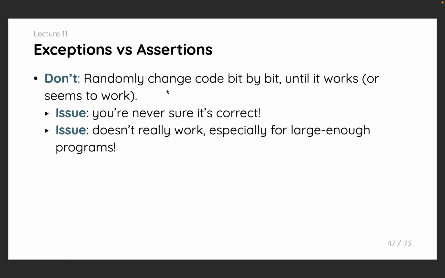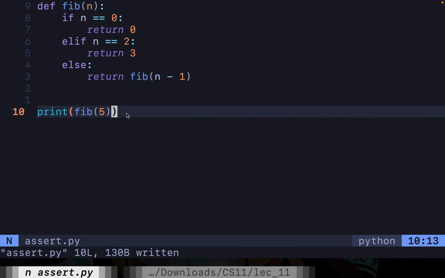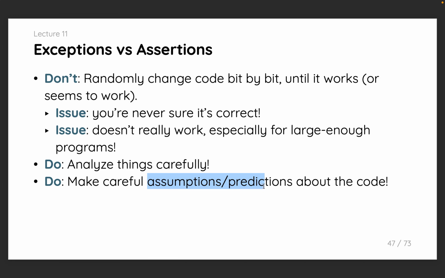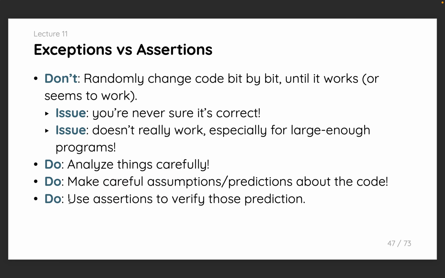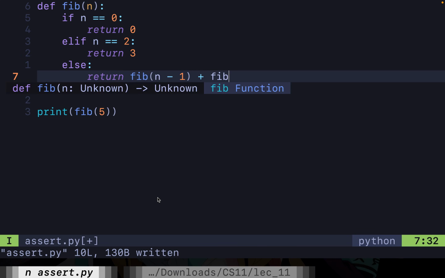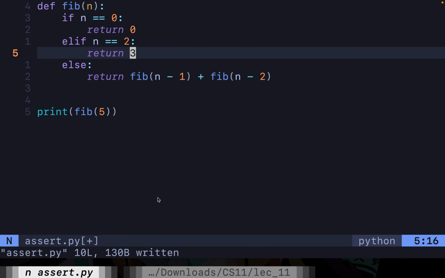So yeah, especially if your program is a lot larger than what this is, you might end up breaking an entire system or something, which is, well, not a good thing, I think. So yeah, analyze things carefully, make assumptions or predictions, and to make those assumptions, that is what you use assertions for. So let me go back to the less evil implementation of this.